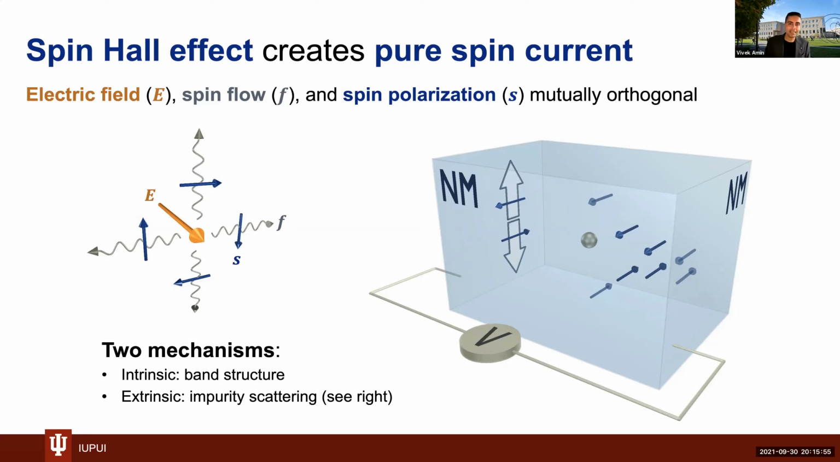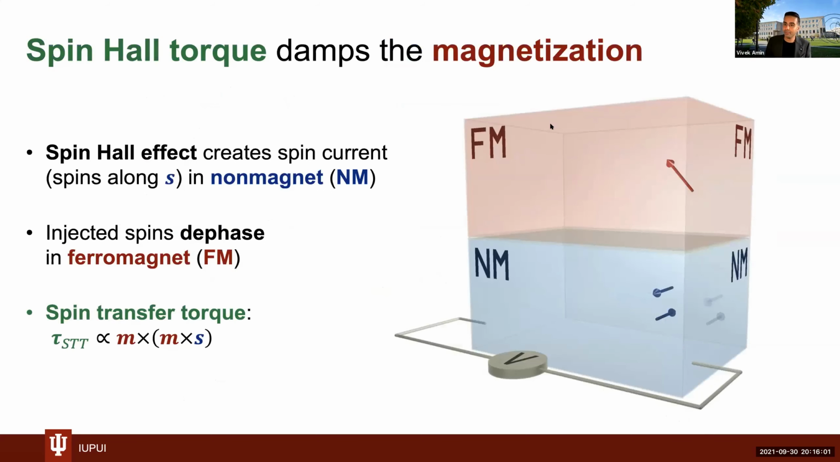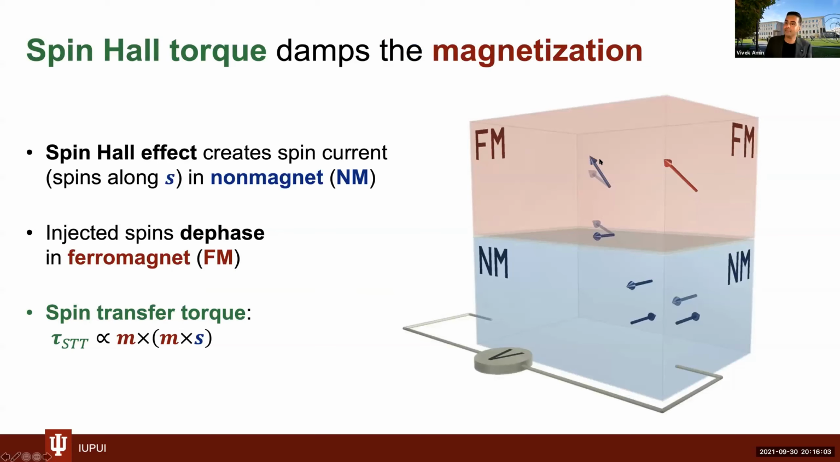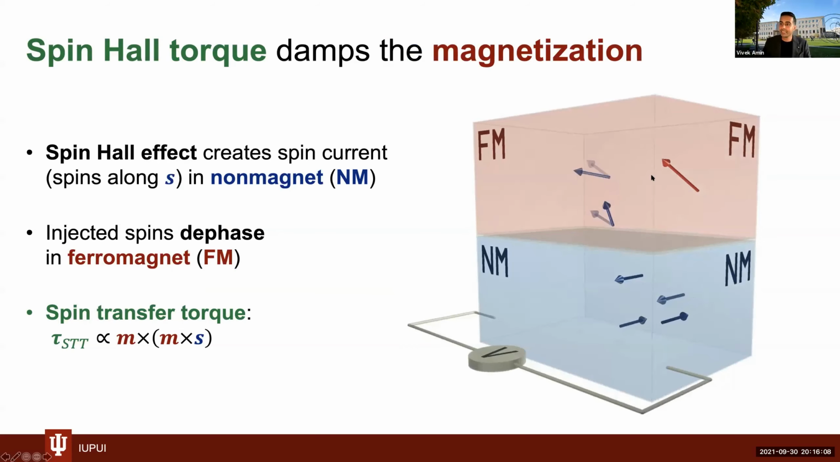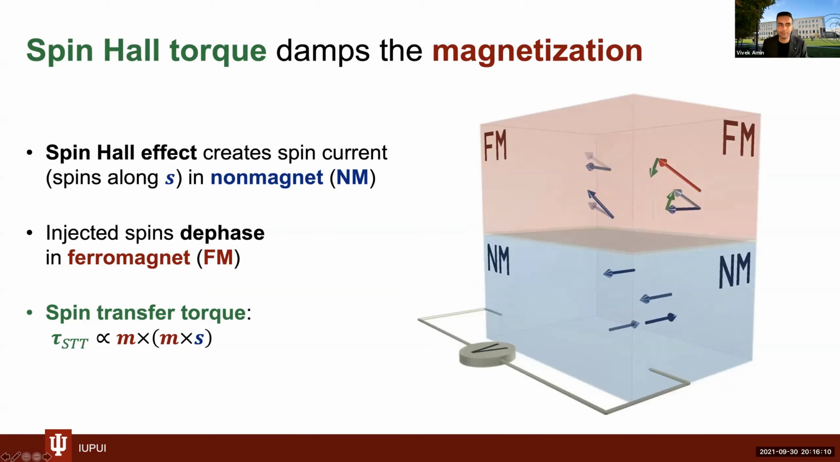And so how that then relates to spin-orbit torque is that if you put this non-magnetic material underneath the ferromagnetic material, you get spins which are diverted into the ferromagnetic material. They precess incoherently around the magnetization and transfer the angular momentum to the magnetization, resulting in a torque.